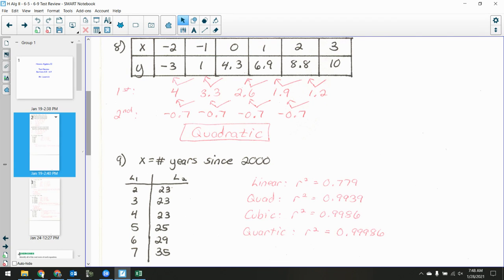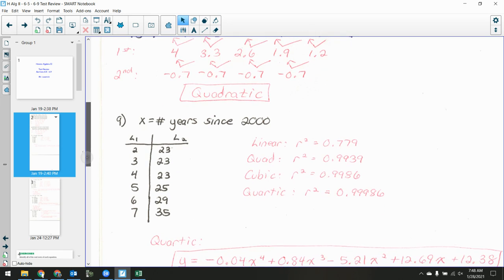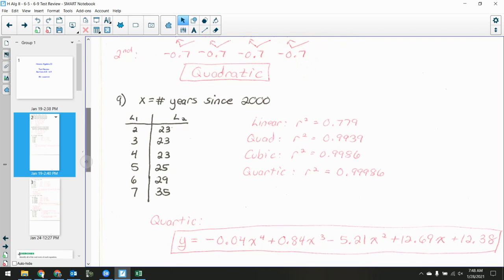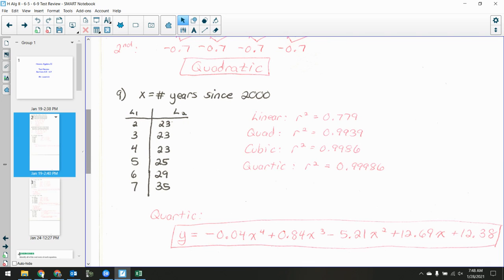There's number 9. Oh, sorry, let me keep scrolling down. The equation's right there. There's your equation. I wouldn't take off for rounding here.